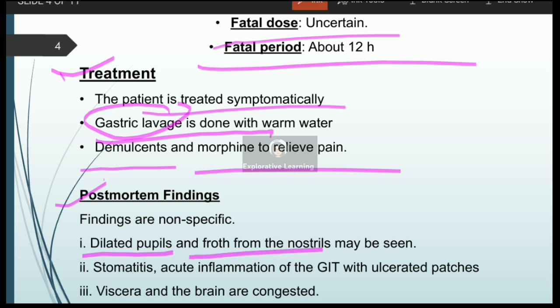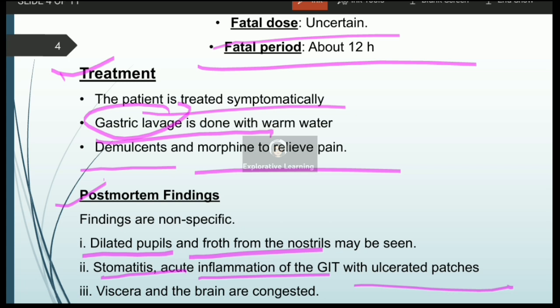Then stomatitis, some kind of acute inflammation of the gastrointestinal tract, can be observed along with the presence of ulcers. Small ulcers will be present on the walls of the gastrointestinal tract. They might be there in the stomach as well, and in the small intestine as well.